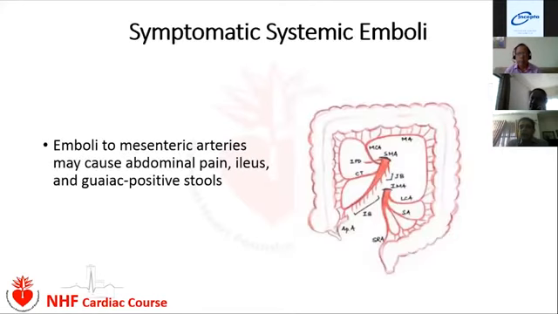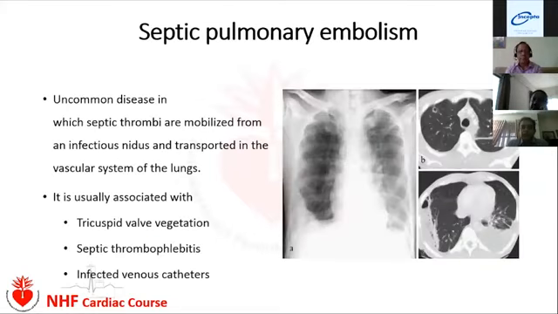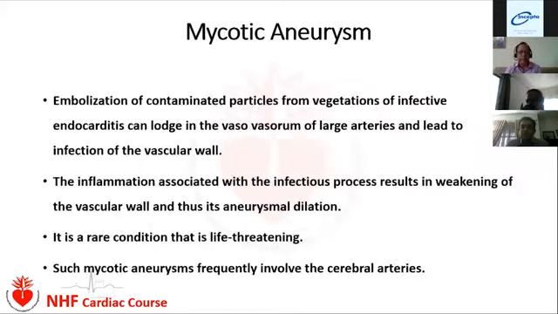They may lodge in the mesenteric vessels, giving rise to abdominal pain, paralytic ileus, or a positive occult blood test in stool. If the emboli from a tricuspid valve travel to the pulmonary circulation, they can give rise to pulmonary embolism, septic pulmonary embolism. Then there's mycotic aneurysm, which is actually a misnomer.